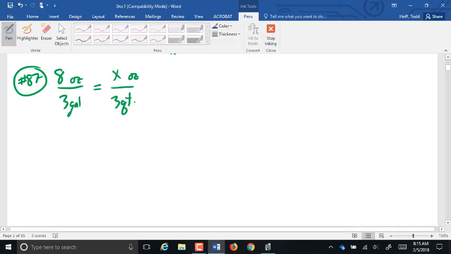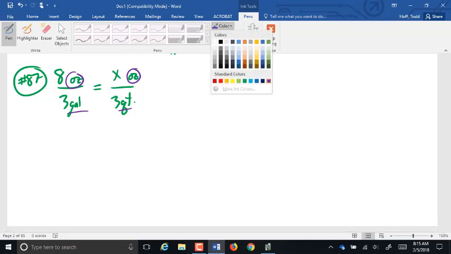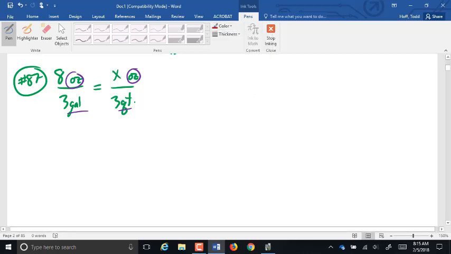Well, looking at this, these are the same units, ounces to ounces. These are not the same units. I have to make them the same before I can cross multiply and divide. So 3 gallons times 4 is going to give us 12 quarts. So now I can cross multiply. 8 times 3 divided by 12 gives us 2 ounces.